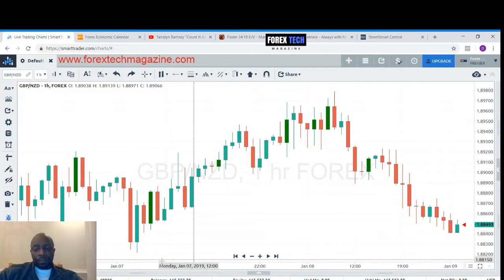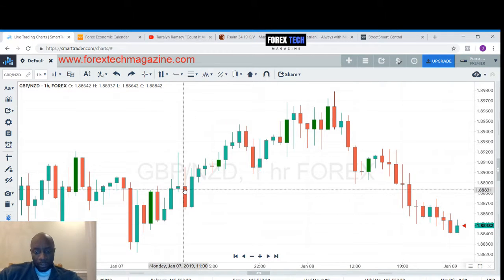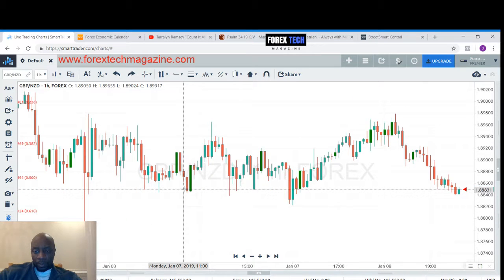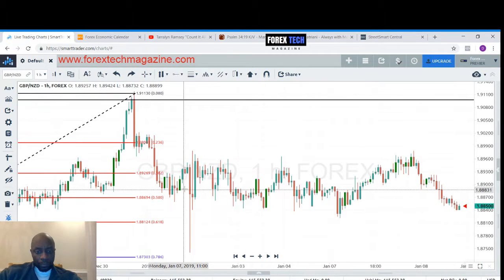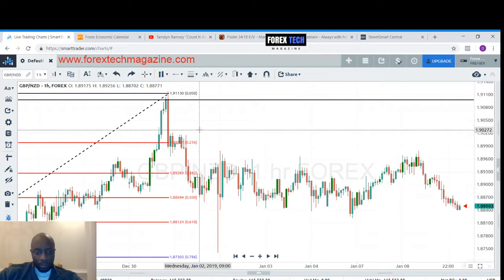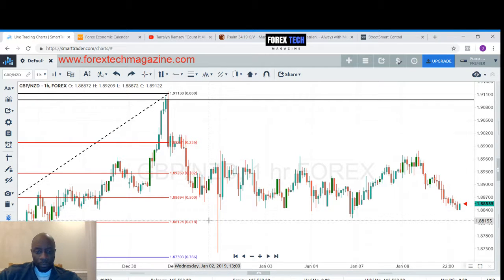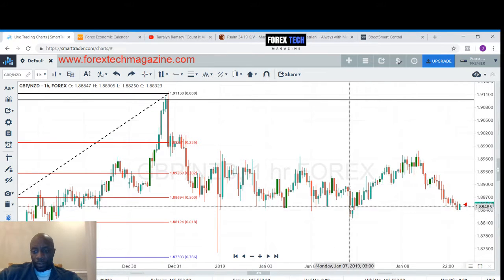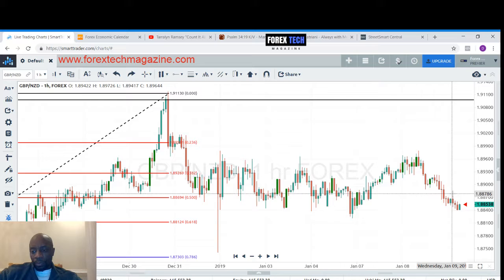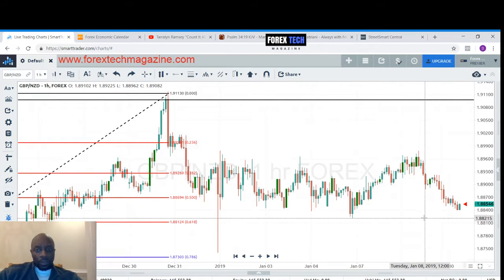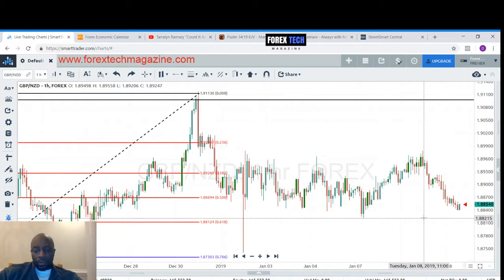Looks like we have. Okay, so this right here is the Great Britain pound New Zealand dollar. This is on the hourly chart. Looks like we got some downward momentum going, but overall it still hasn't dropped through that 0.618 retracement, right? You see where price pushed up, and you see where price started to push back down, right? So it looks like price is just kind of moving sideways still at the moment.